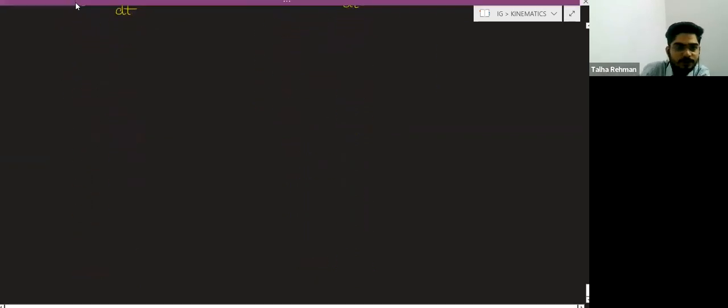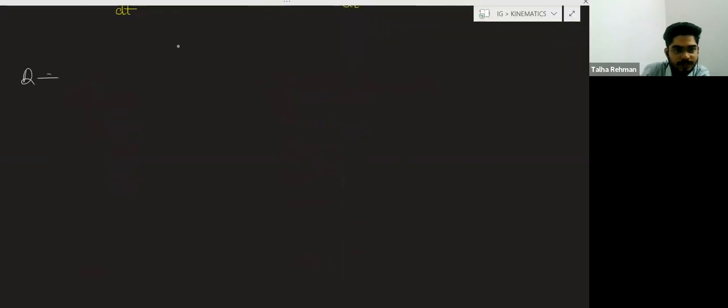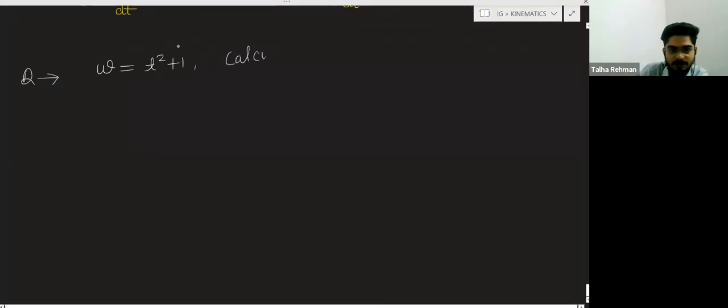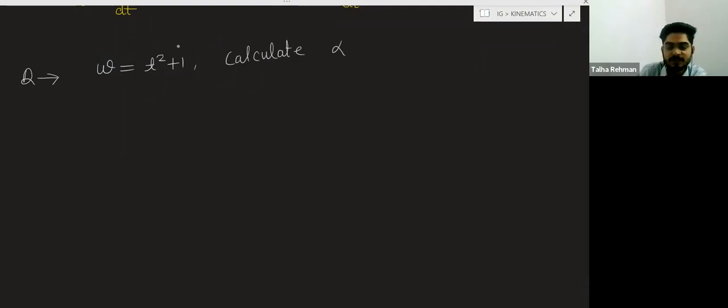Now we can take one question. Very simple question. Your omega, or your angular velocity, is changing with time as t square plus 1. Suppose a body is moving in a circular path and angular velocity is changing with time. We have to calculate alpha, angular acceleration. Number 1, for 0 to 2 seconds. Second, at 2 seconds.